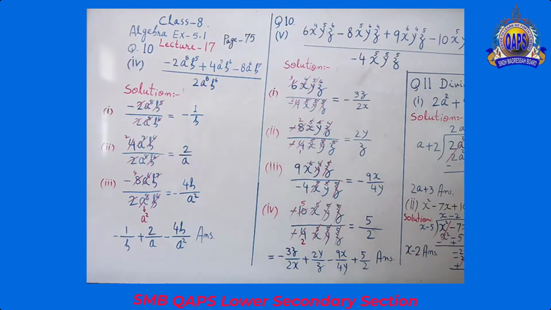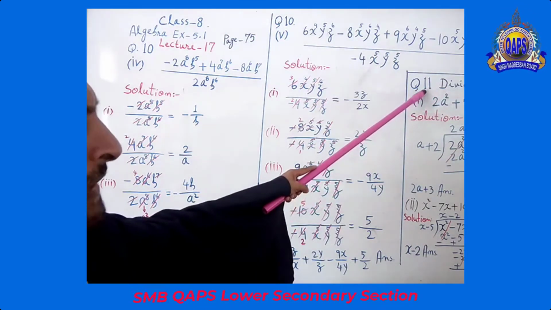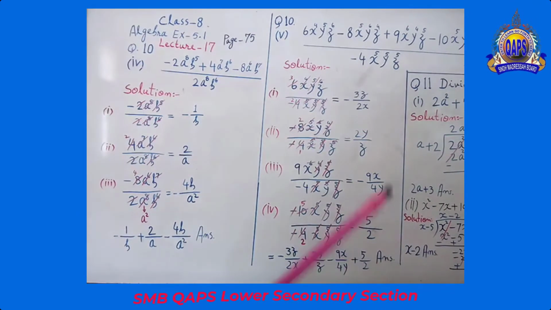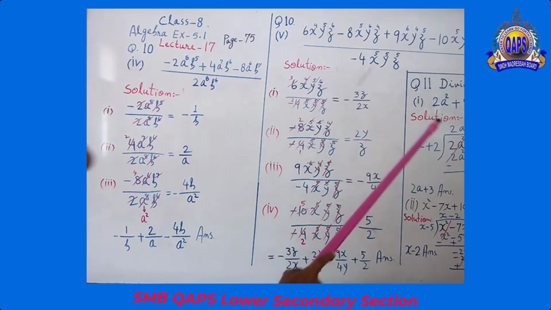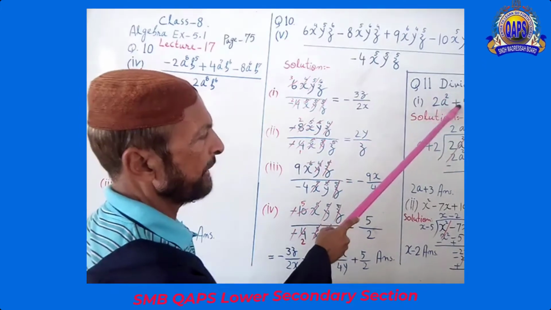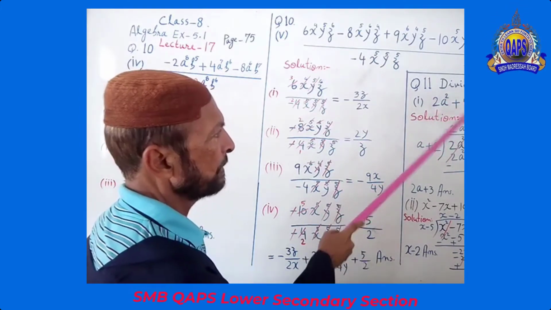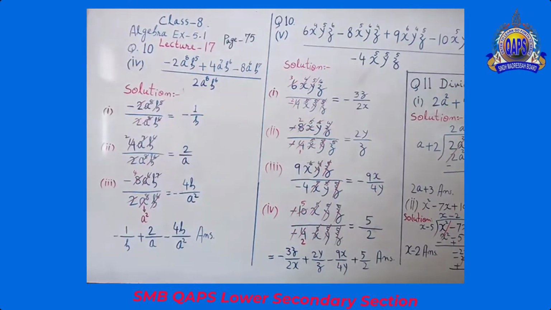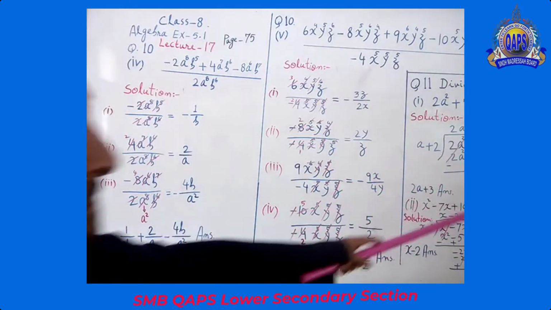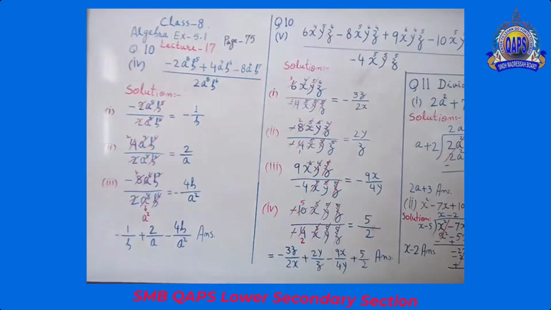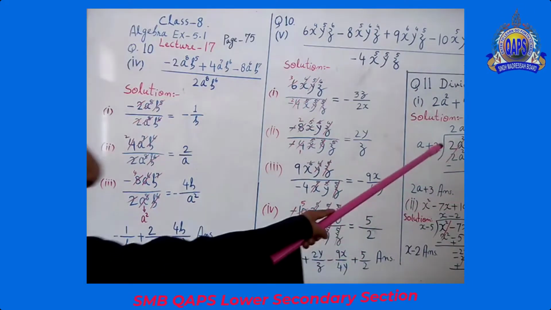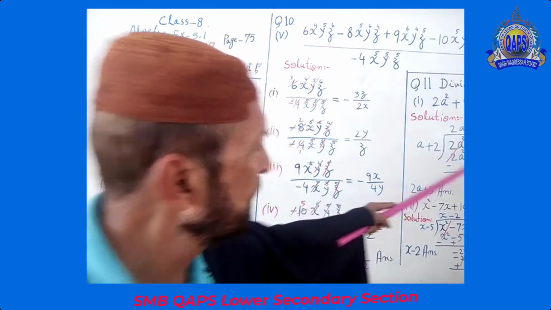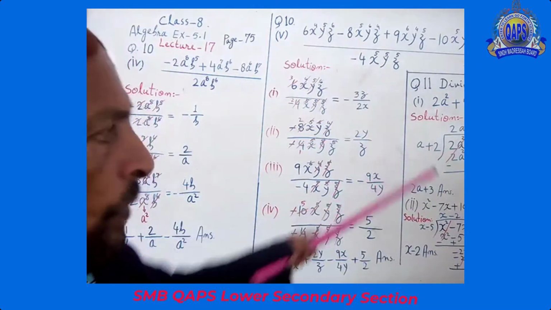Now I am coming on question number 11. Divide. Part number 1, 2a square plus 7a plus 6 divided by a plus 2. I wrote it over here. You remember? 2a square plus 7a plus 6 divided by a plus 2.